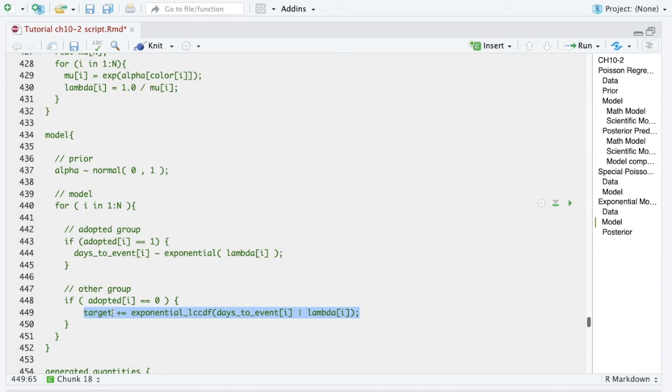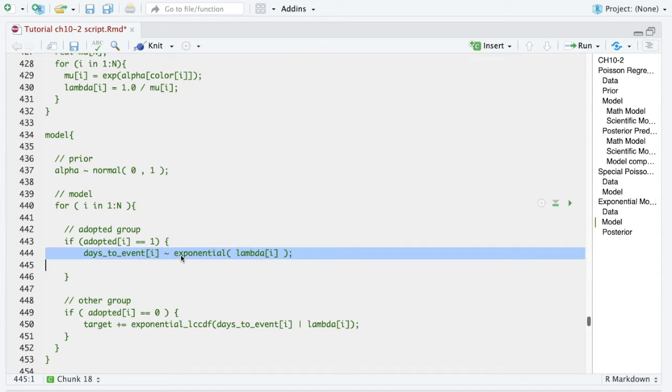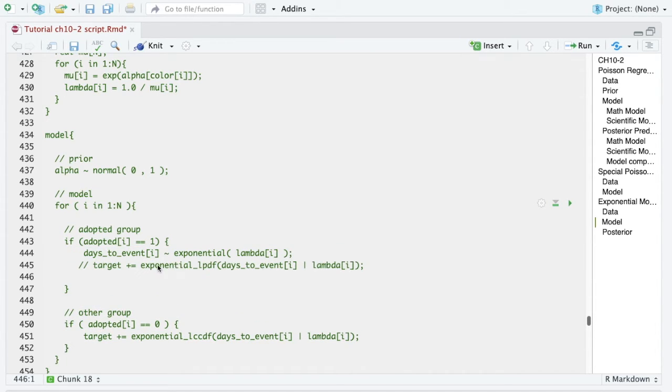So we need to add the exponential LCCDF, which means the log complementary cumulative density function, into the target. So target is like an implicit variable, and it will store all the sampling statements in it, and Stan will perform a likelihood maximization for this target variable. Actually, the sampling statement we are so used to is the simplified version of the target function.